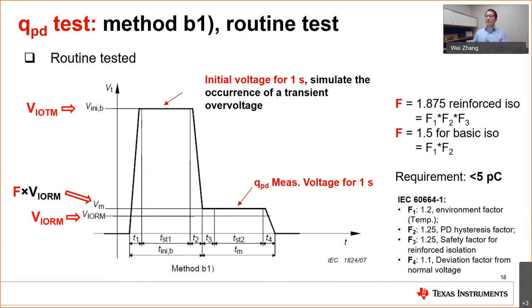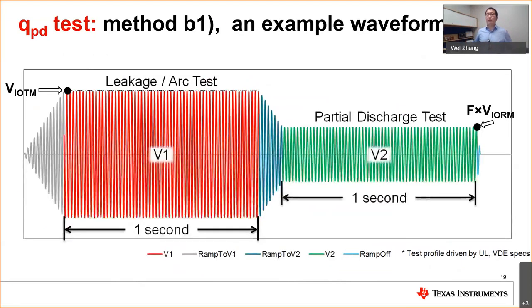So I give you some information. If you check IEC 60664-1, it depends on an environment factor, a hysteresis factor, a safety factor, and also a deviation factor from the nominal voltage. So basically, it covers machine guardband, temperature guardband, and a lot of other guardbands to make sure you are 100% tested, so that your working voltage is tested with additional margin. And we'll see the real-world waveform of how this is tested.